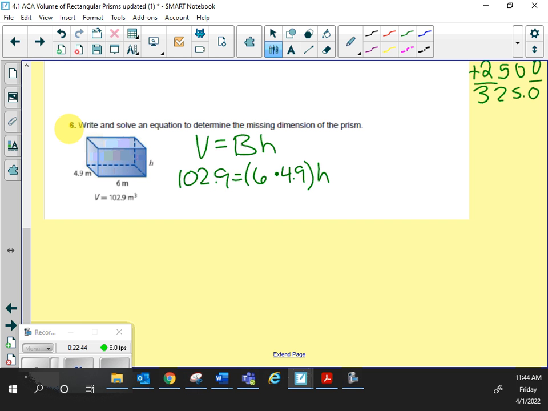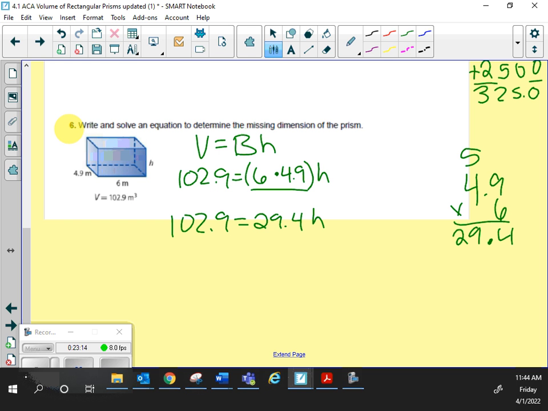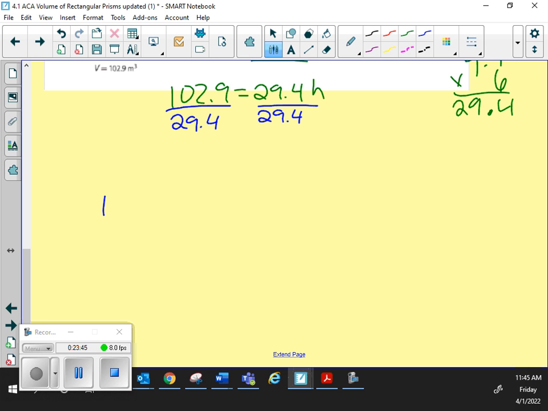Times 4.9 H. Okay, so what should I do first in this situation? I think you should do the parentheses, and then with that answer, you divide it. Great idea. I love that. Okay, 6 times 4.9. Ready, set, math. You all agree with my answer? I like to rewrite it because it helps you visualize that. Next up, I need to solve the equation. How do I get h by itself? Divide by 29.4. Very good.